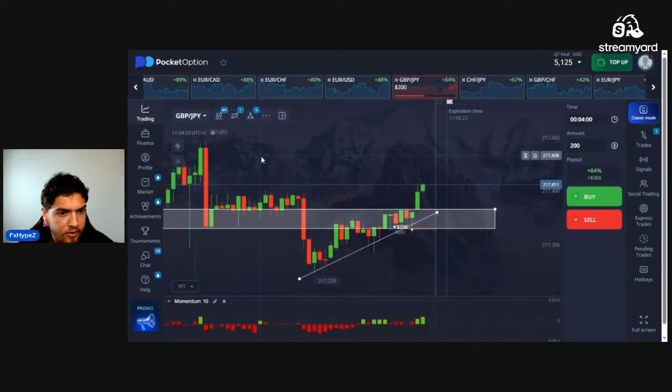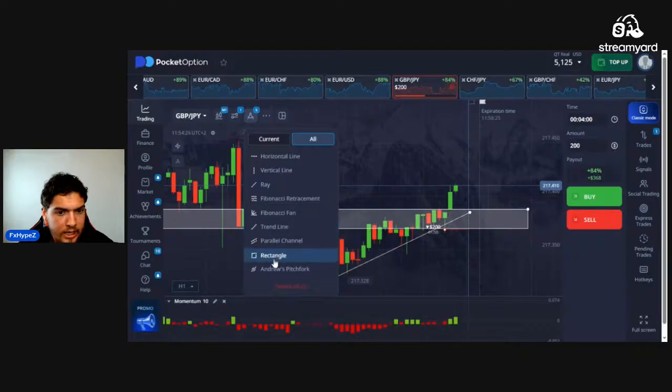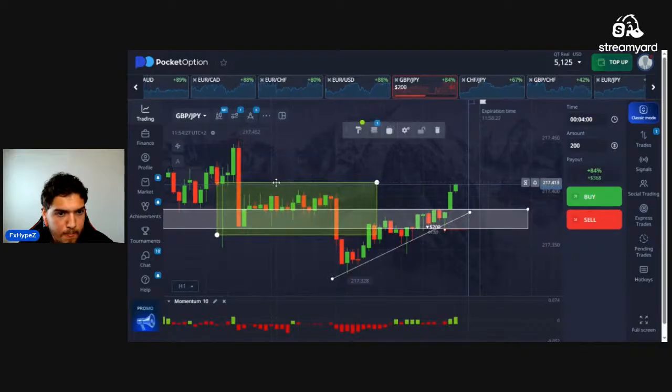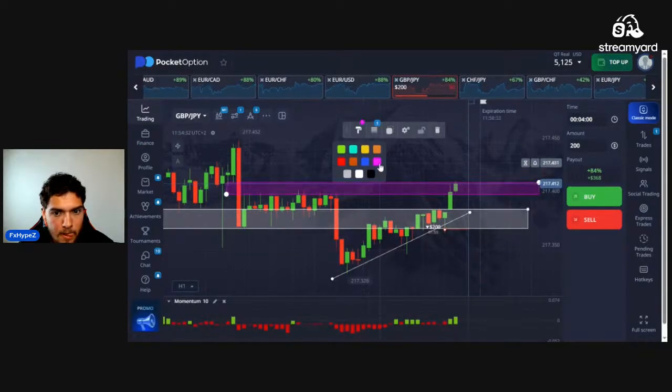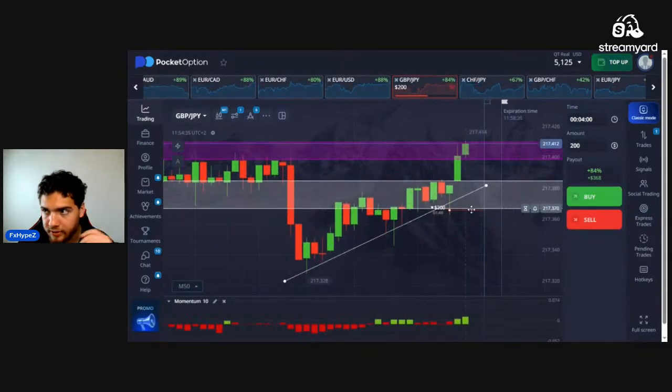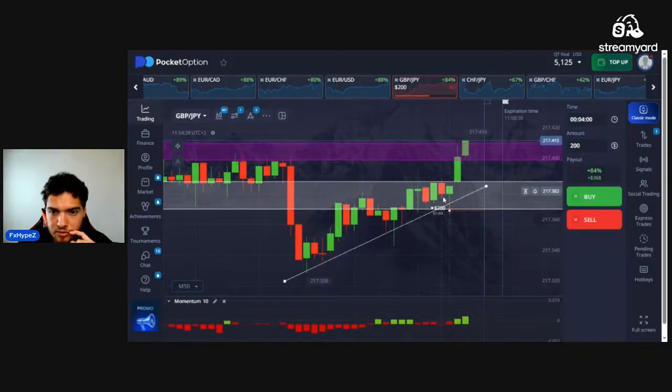Yeah, we also had this fair value gap here as well, which price has clearly come and filled. Look at that. Yeah, she came and filled this fair value gap here. I got a little excited with this sell position here, this trend line break.